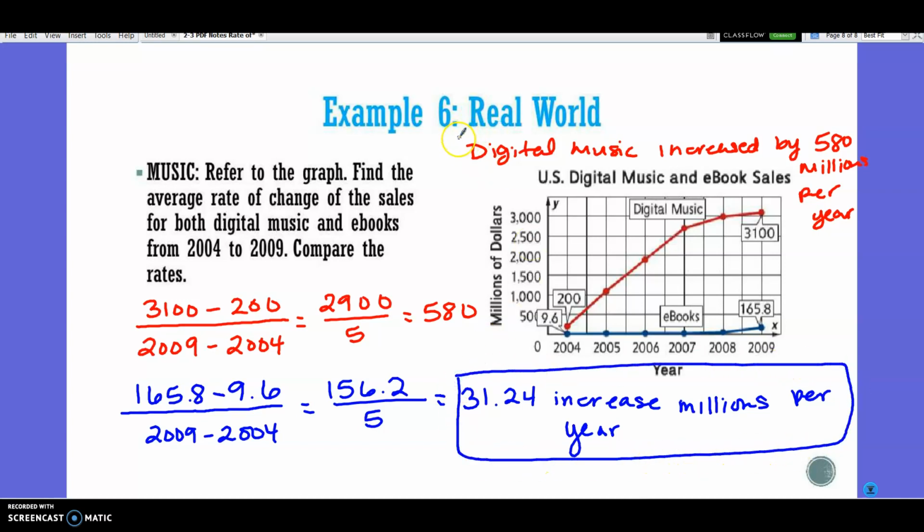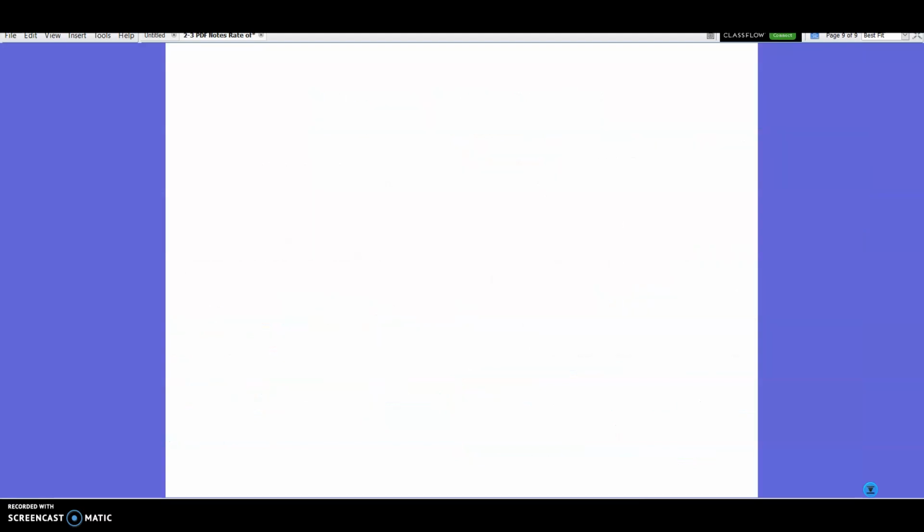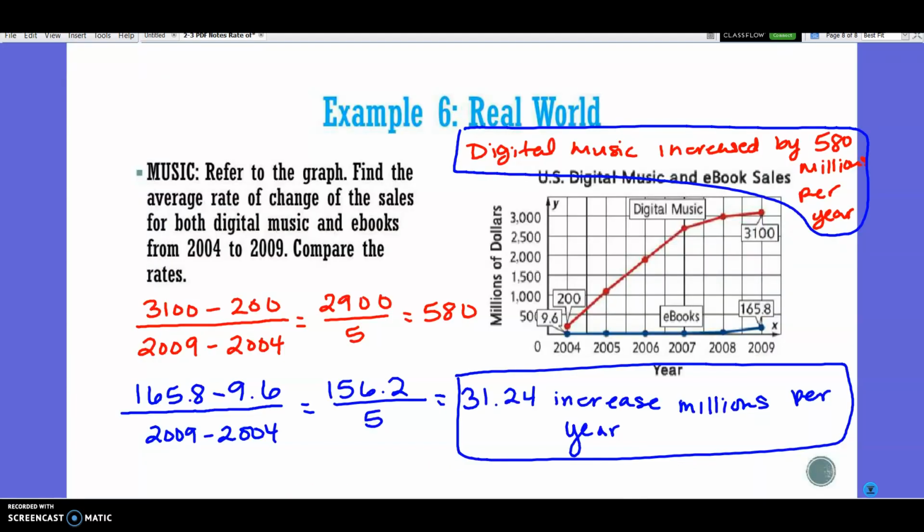So the digital music increased at a much faster rate of change than the ebooks. Okay? All right. Those are your notes for 2-3, rate of change.